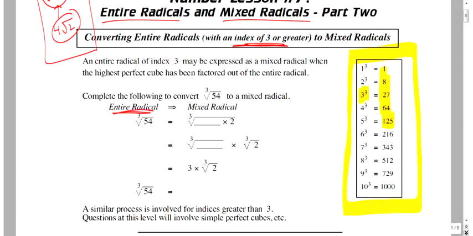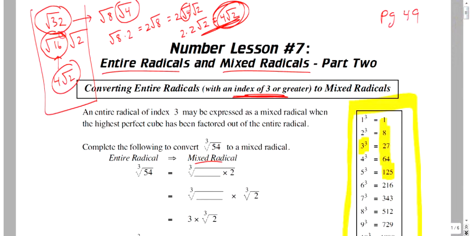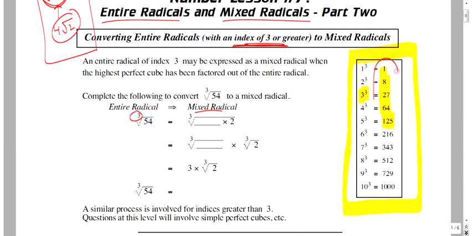I want to make this entire radical, there's no number out front of it except a 1, into a mixed radical, and they're kind of helping us. Yesterday, I wanted to find perfect squares. This is cubed root, so I don't want to find a perfect square. I want to find a perfect cube inside 54. What's half of 54? Is 27 a perfect cube? Yeah, because 3 times 3 times 3 is 27. Now we can split it up into the cubed root of 27 times the cubed root of 2.